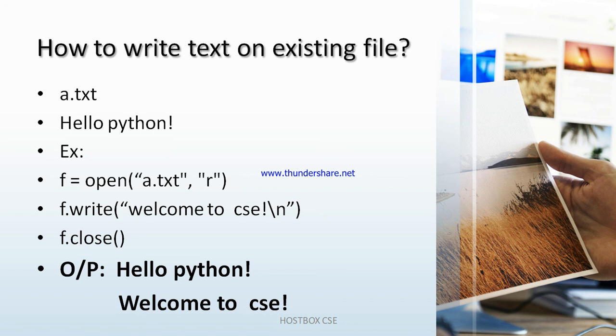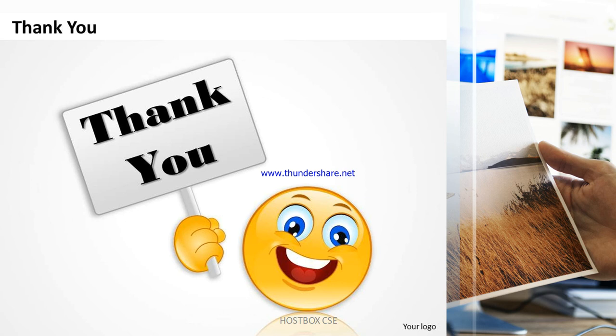So it successfully updates the file to hello python, welcome to CSC. That means in the a.txt I additionally added the new line welcome to CSC. Like that you can add any number of lines in the file. So this is the way of writing text to a simple file called a.txt. Okay, that is the information about the file concept.